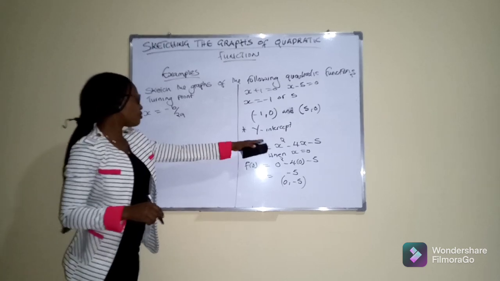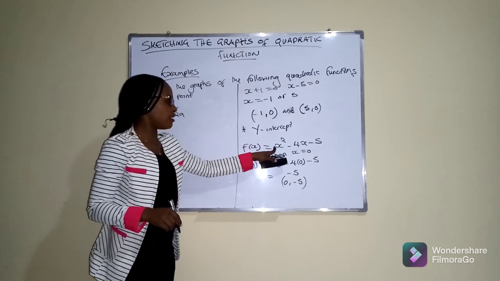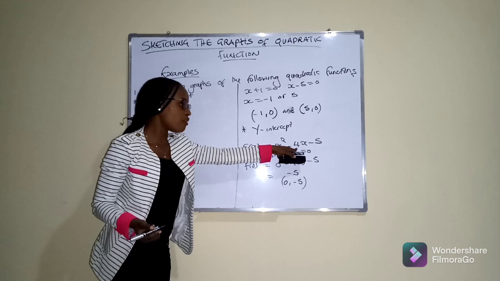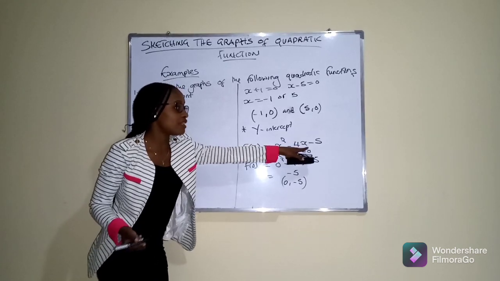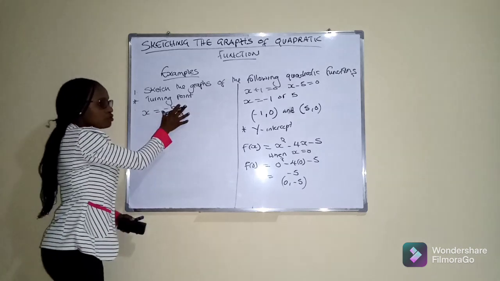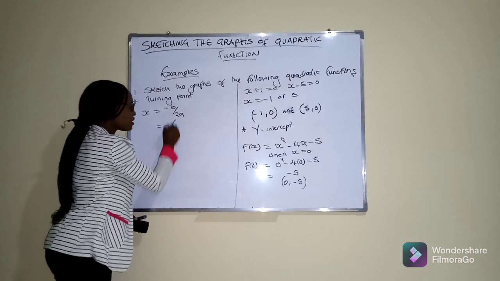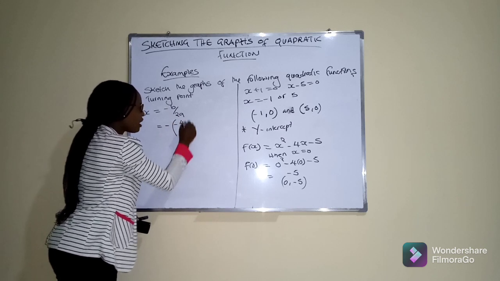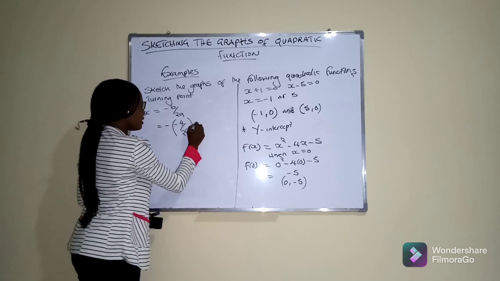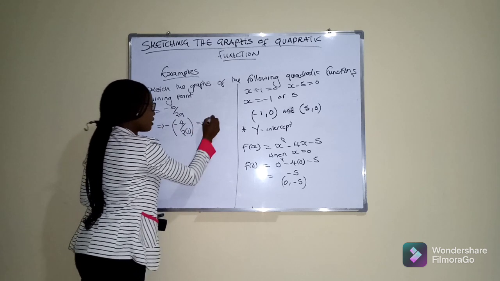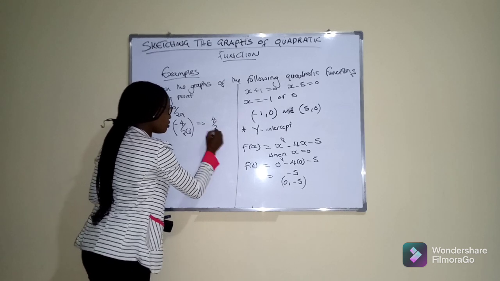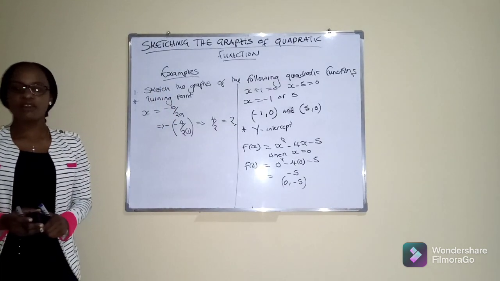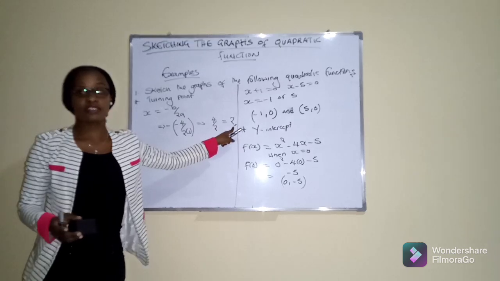From here, we're now going to substitute. We know that the value of a is 1 because the coefficient of x to the power 2 is 1. The value of b is negative 4, and the value of c is negative 5. So we are going to substitute in what we already have. So this will be negative of negative 4 over 2 multiplied by 1, which will now give us 4 divided by 2, which is the same as 2.